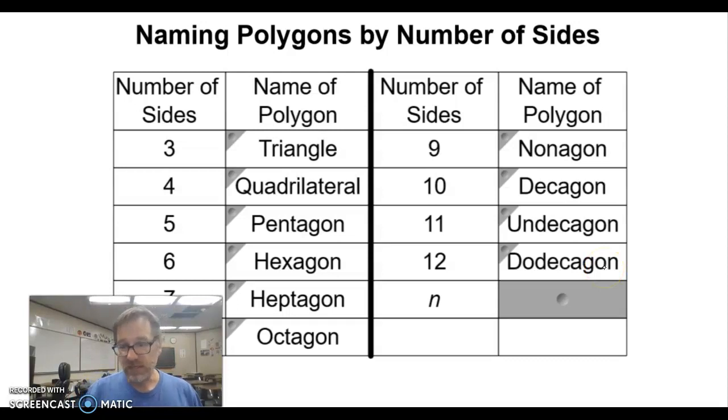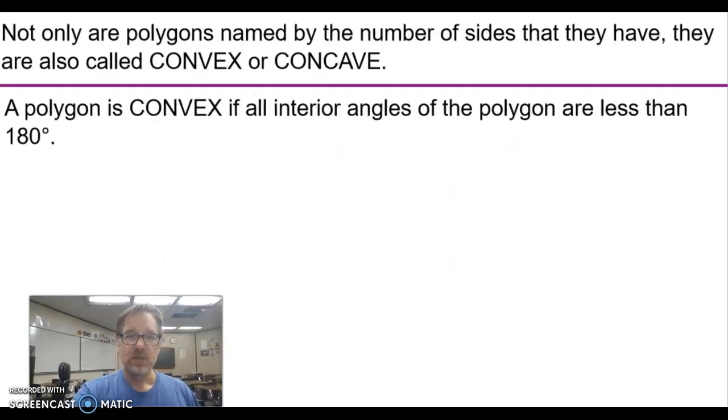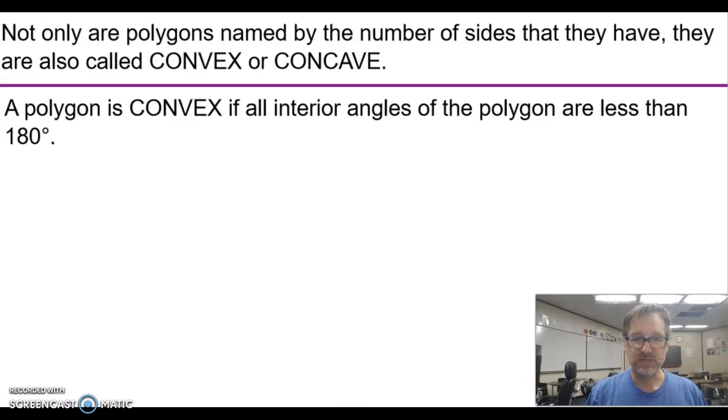Twelve is a dodecagon. Now, when we get more than 12 sides, we get tired of calling them by individual names, and we just call them n-gons, where n is the number of sides. So if I say it has 13 sides, you're going to say 13-gon, or 14-gon, or 15-gon, 20-gon, 100-gon, however many sides it has. So not only are we going to name our polygons by sides, we're also going to decide if they are concave or convex.